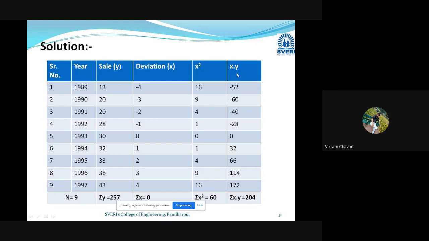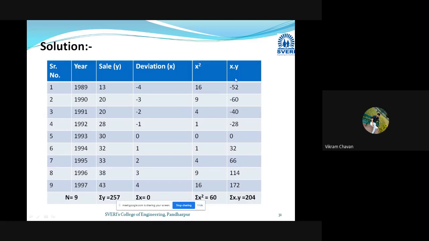Then we have to find the multiplication of deviation and sales, that is x multiplied by y. Here sales is 13 for the first year, 1989. Sales is 13 and deviation is -4. So 13 multiplied by -4 becomes -52. 20 multiplied by -3 becomes -60. 20 multiplied by -2 becomes -40.